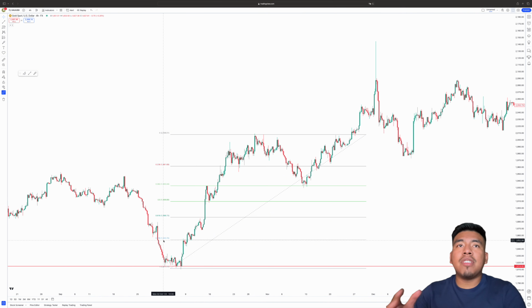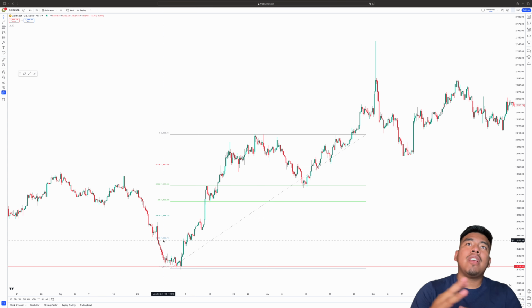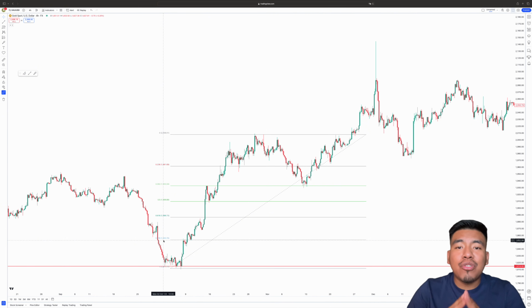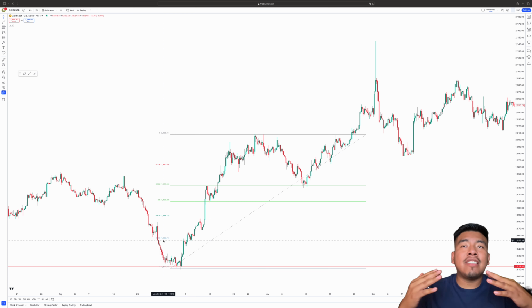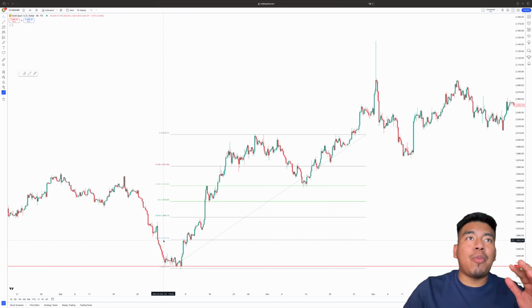So what are these levels? These levels are psychological levels where traders begin to continue the trend when it hits those levels. And I will show you guys how these levels could act as support and resistance for your own trading analysis, not just a direction of where it's going to continue going, but it actually serves as support and resistance. But let's get started with Fibonacci.